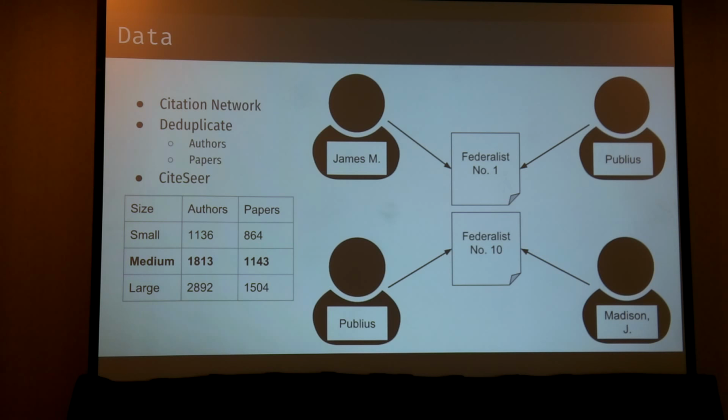And you can see a little indication of the data over there. Let's say we have two papers: Federalist number 1 and Federalist number 2. Federalist number 1, authored by James M. and Klubis, and Federalist number 10, authored by Klubis and Madison, J. Now, if you don't know, each Federalist paper was actually only authored by one author, but this is not a history lesson, this is an entity resolution lesson. So the data looks something like this.